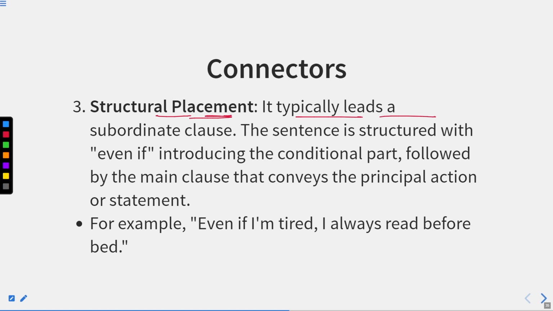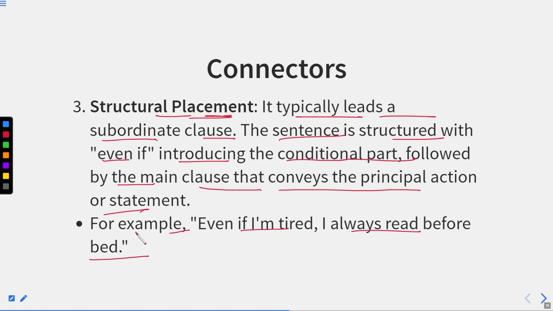Structural placement: it typically leads a subordinate clause. The sentence is structured with even if introducing the conditional part, followed by the main clause that conveys the principal action or statement. For example, even if I'm tired, I always read before bed. So even if I'm tired makes a condition, meaning if it happens that I'm tired, I always read before bed. It means I'm determined to do this whatever happens.